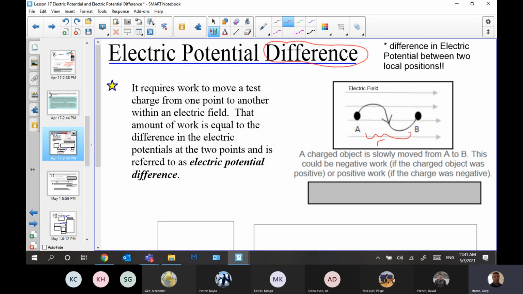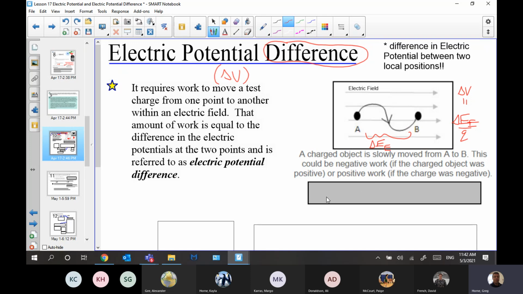So the resulting delta E goes into a calculation and gives you delta E per Q. That's your potential difference. Okay, potential difference is delta V. Why this diagram of this path that's curved and so on?